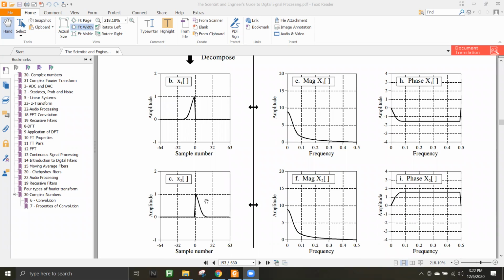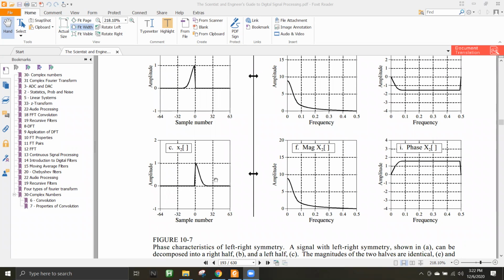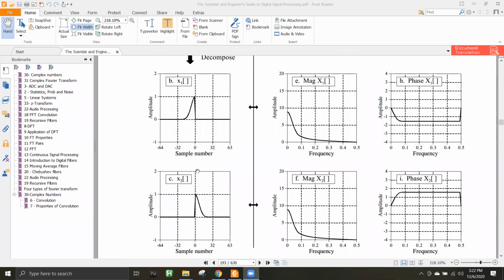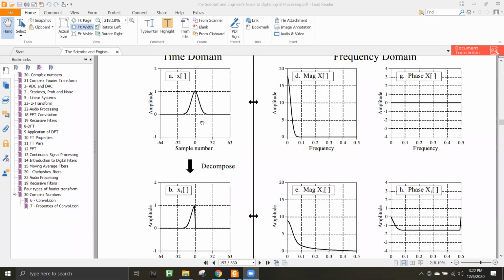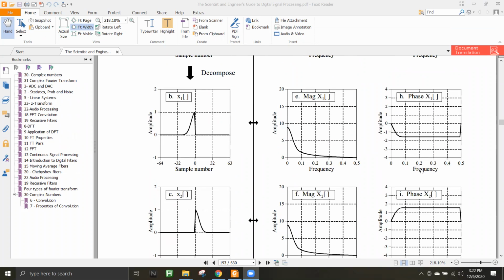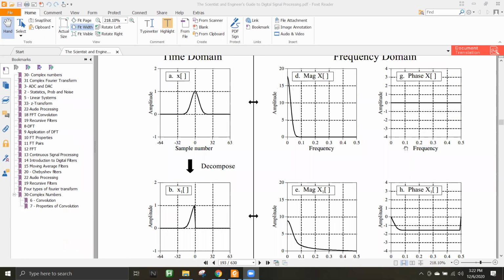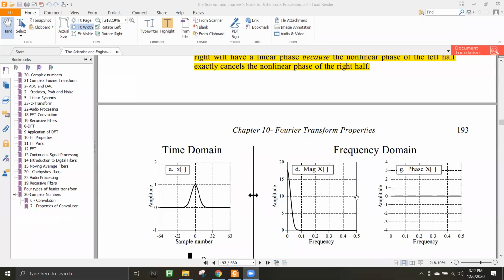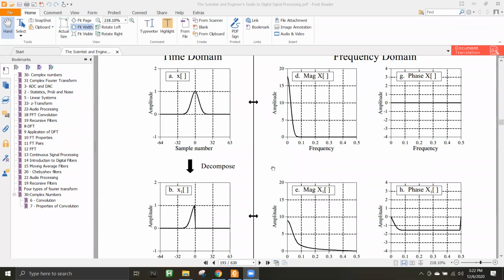Now if we think of the other component, this is also non-symmetrical, so its phase would also be non-linear like this. But if you add them back to get the original time domain signal, that one is symmetric. Notice that these two phases are actually mirror images of each other. One is in the negative direction, the other is in the positive direction. If you add them up, you get a linear phase. So this is why we get linear phases for symmetric signals.